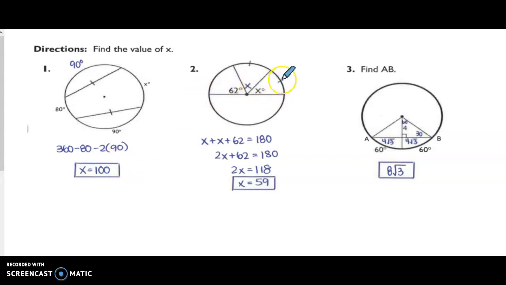And if these arcs are congruent, then the central angles are congruent. So if this is x, then this must be x. And then for number 3, again, if this arc is 60 degrees, then this central angle here is 60 degrees. So it creates a 30, 60, 90 triangle here.